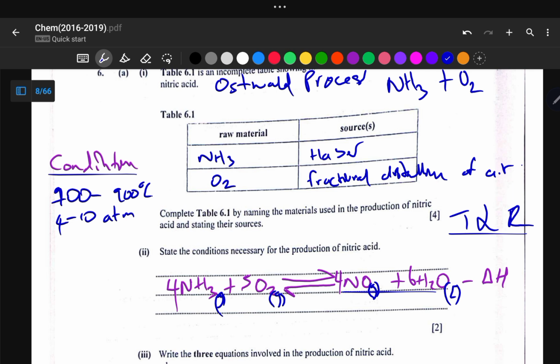So a catalyst is one which increases the rate of a reaction by lowering activation energy, or by providing an alternative route with lower activation energy. Activation energy being the minimum amount of energy required to start a chemical reaction, right? So we are going to use a catalyst which is platinum-rhodium, right? So this is the catalyst for the Ostwald process. So this is the main equation you need to know for the Ostwald process.